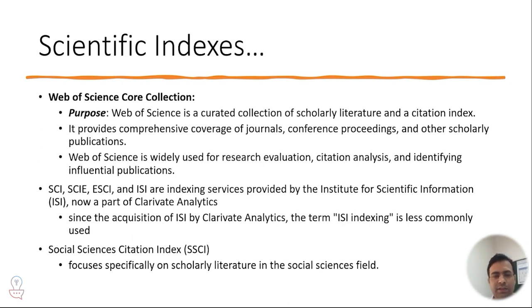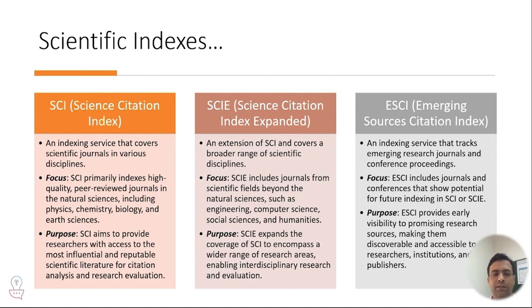Then among these, the difference is the Science Citation Index. The main target of this one is to provide researchers with access to the most authentic and most reputable scientific literature index from Web of Science, which is considered among all the research society. And this is expanded. You can say it is the second number indexing from SCI. The top one is SCI.